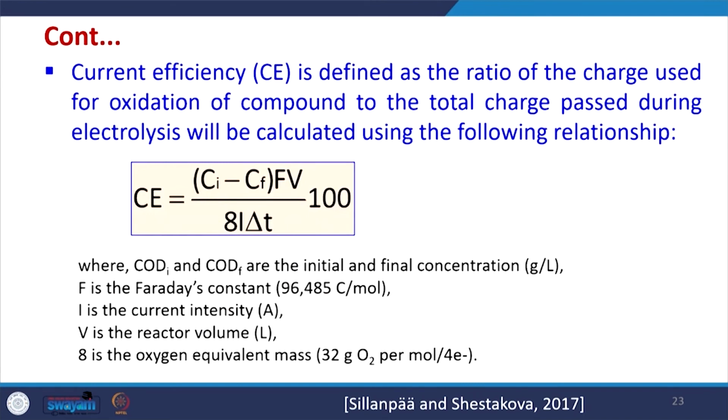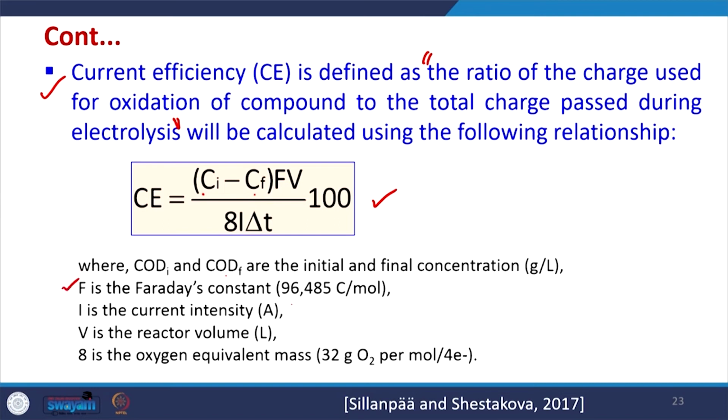Then there are some other terms which are very common in electrocoagulation, electrooxidation, etc. One of the terms is called current efficiency. It is defined as the ratio of charge used for oxidation of a compound or for release of metals to the total charge passed during the electrolysis. This is calculated using this formula, where Ci and Cf may be the initial COD, final COD, or initial concentration, final concentration, etc.